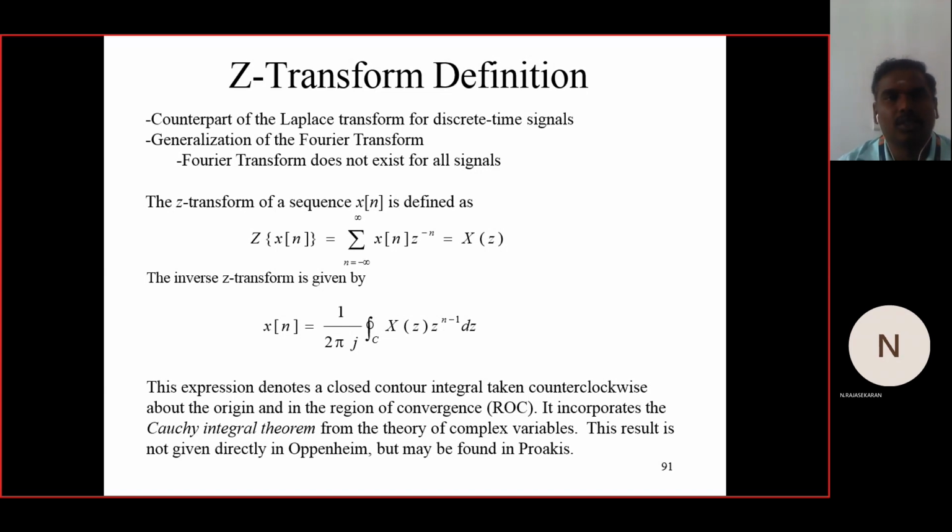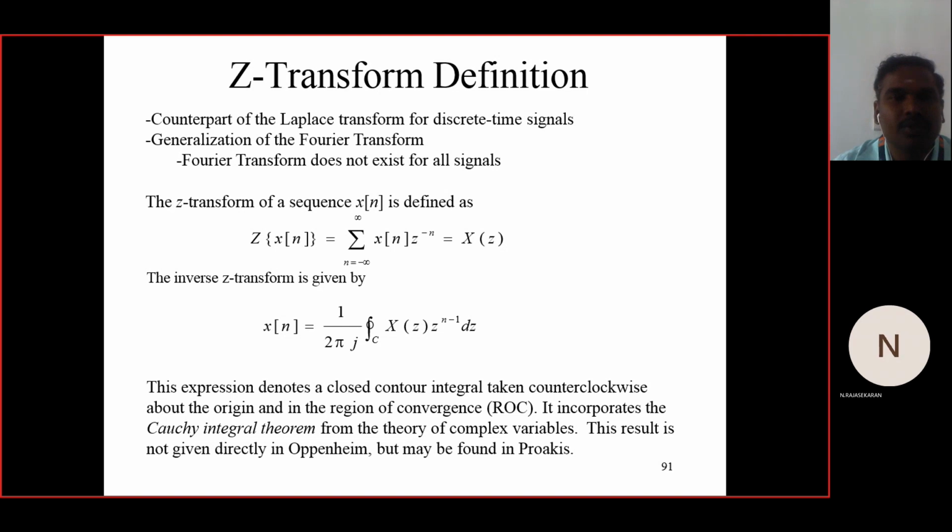So in your prior classes you already studied about the Fourier transform and Laplace transform. So what is the difference between the Laplace transform and the Z transform? In a Laplace transform, you studied about the continuous time signal, but here we are going to study about the discrete time signal in a transform.